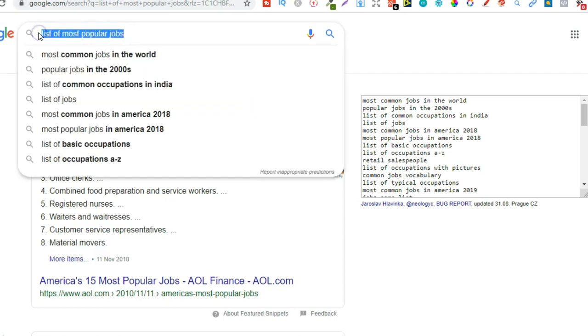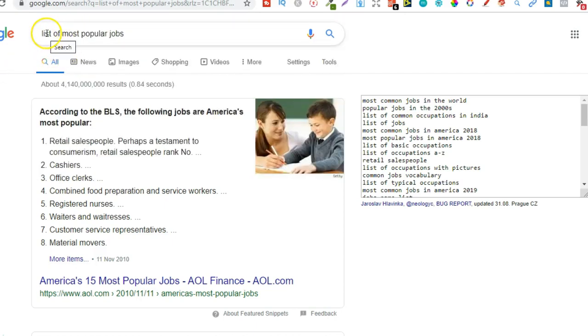So just come over to Google and type in list of most popular jobs. Then you can find all these different types of jobs. Do the research over on Amazon to see if people are actually searching for gifts or journals or notebooks, and create books to fill that demand.